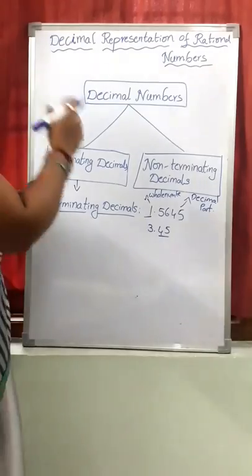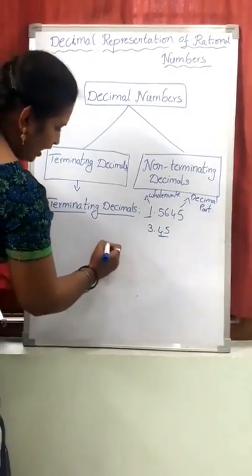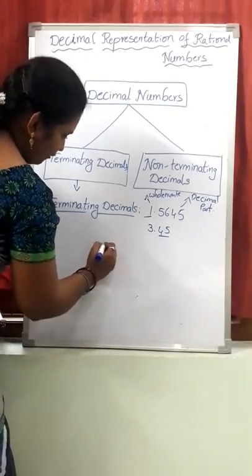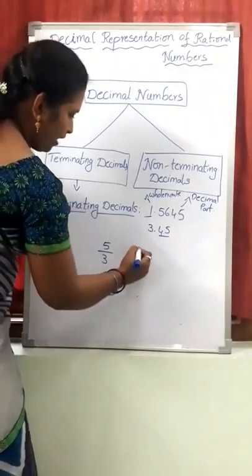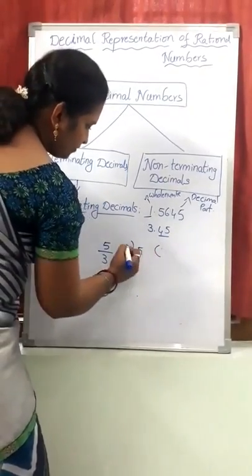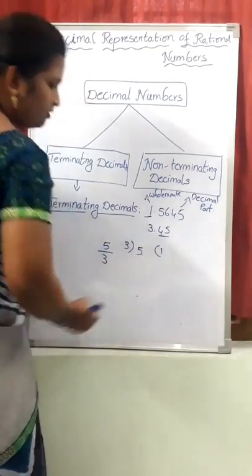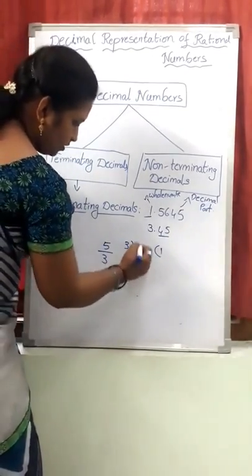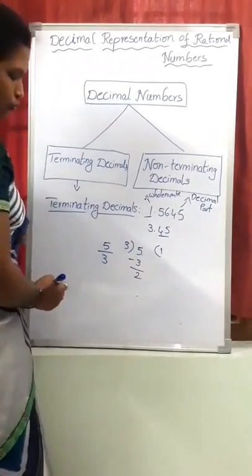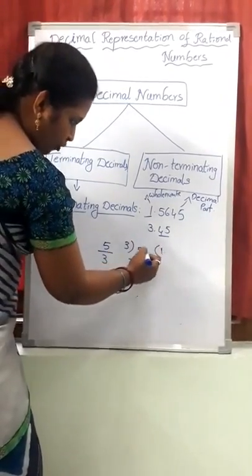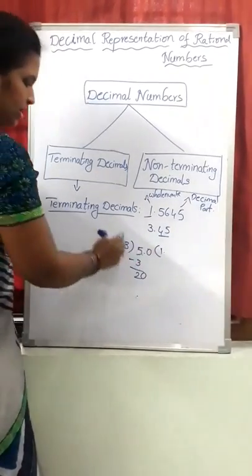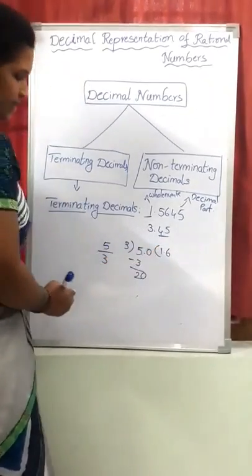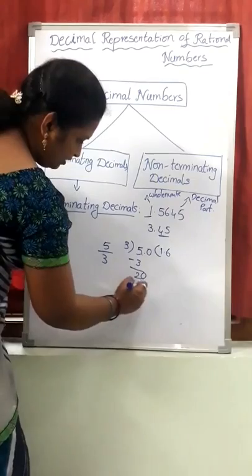Okay. Now let us see one more example here. I am having the number 5 by 3. Now let us convert this number into the decimal form. Here 5 is divided by 3. 3 table in 5 how many times? 1 time. 5 minus 3 is 2. And once again we have to keep the point and keep 0 in the dividend. Bring down that 0. 3 table in 20 how many times? 6 times. 3 6s are 18.